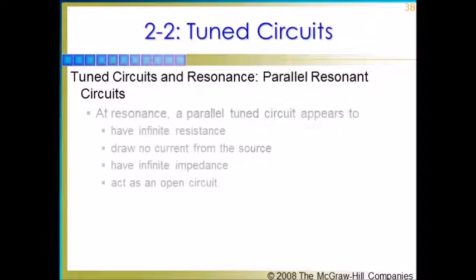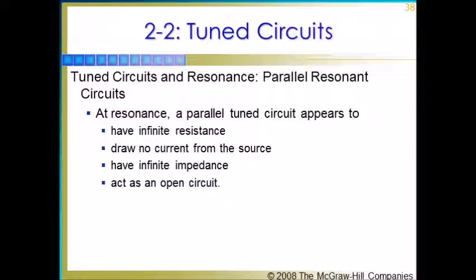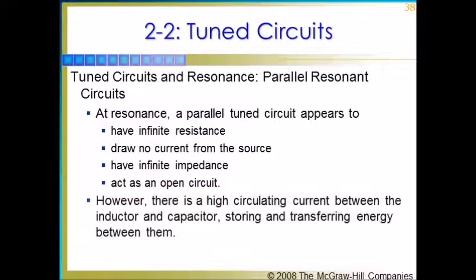Continuing the parallel resonance circuits, at resonance, a parallel tuned circuit appears to have an infinite resistance. It also appears to have an infinite impedance and draws no current from the source. It also acts as an open circuit. However, there is a high circulating current between the inductor and capacitor, storing and transferring energy between them.